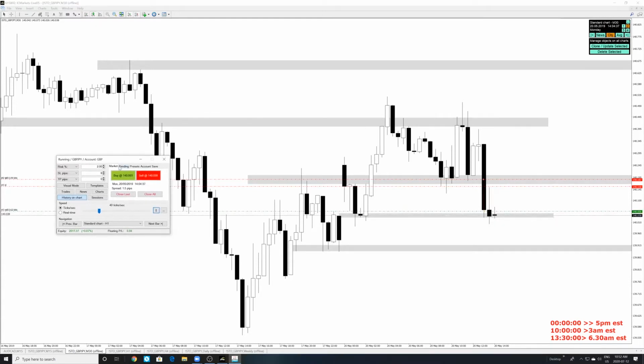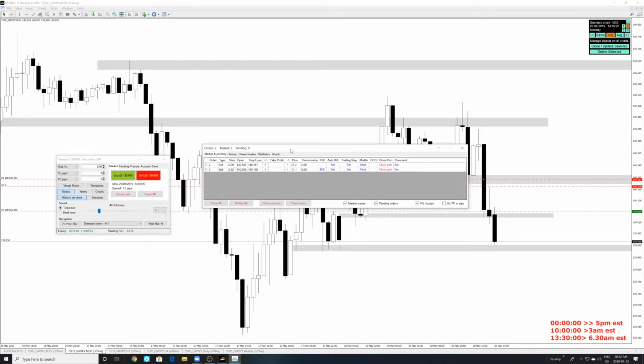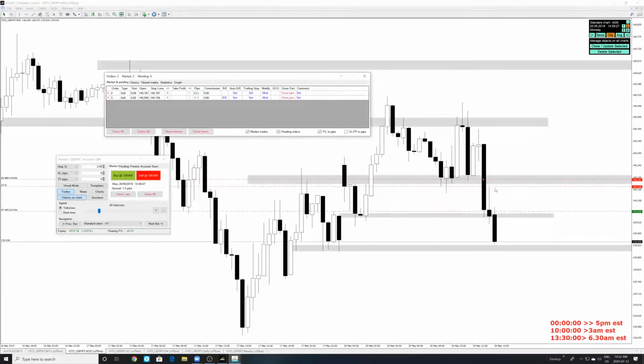So let's see here. We're still in the trade. So now see the 30-minute candle. It has broken the low. Oh, okay, perfect. Let's take a look at the trades here. So our first position is running at 24 pips. The second position is running at 11 pips.